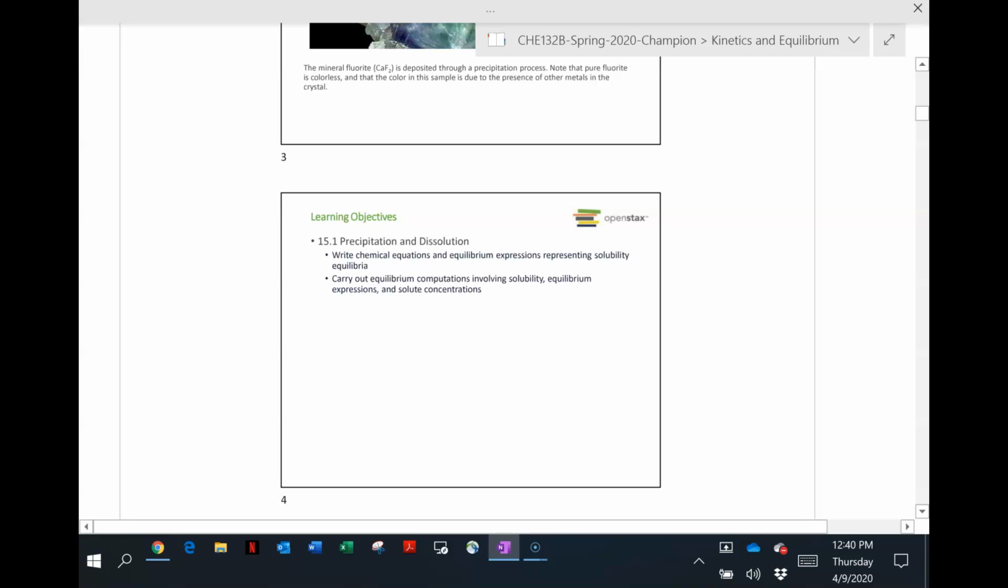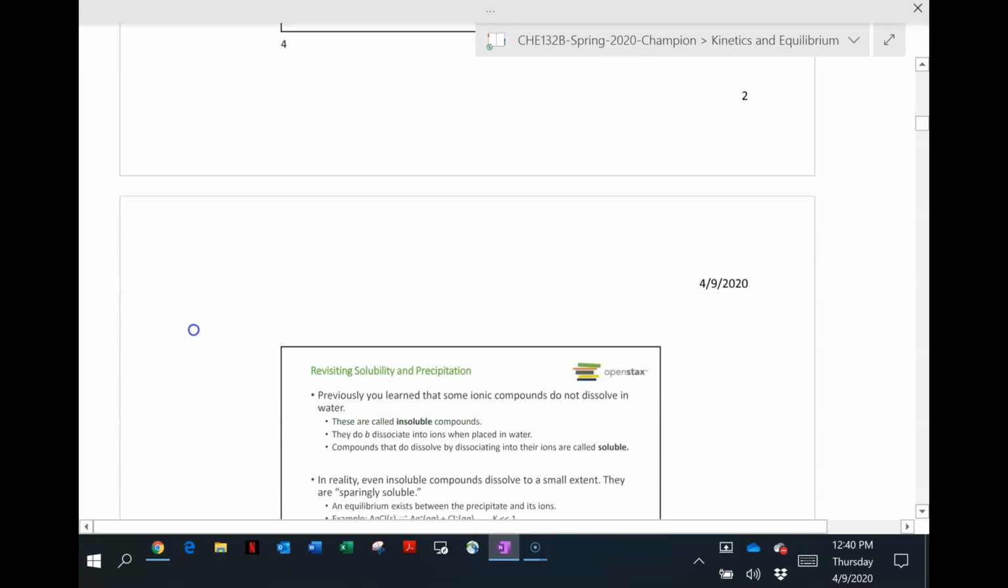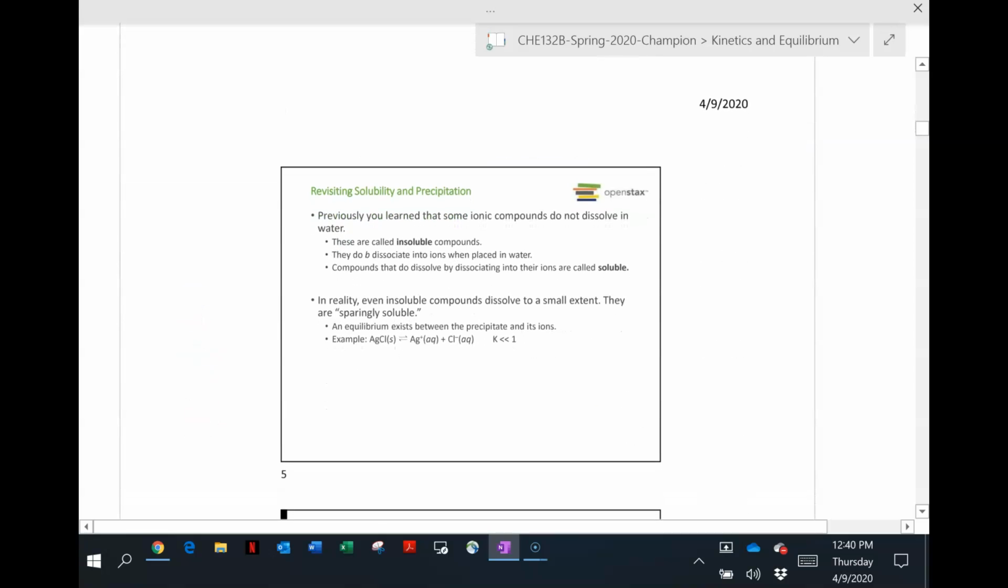So there are going to be a set of computations that you deal with here. They're basically the same equilibrium concepts applied here. They look a little different, just because it's a precipitation or solubility equilibrium. So this slide makes reference to that earlier slide. I think this is supposed to be "don't" here. I think that's a typo. They don't dissociate in the compounds. So the truth is they do dissolve to a small extent.